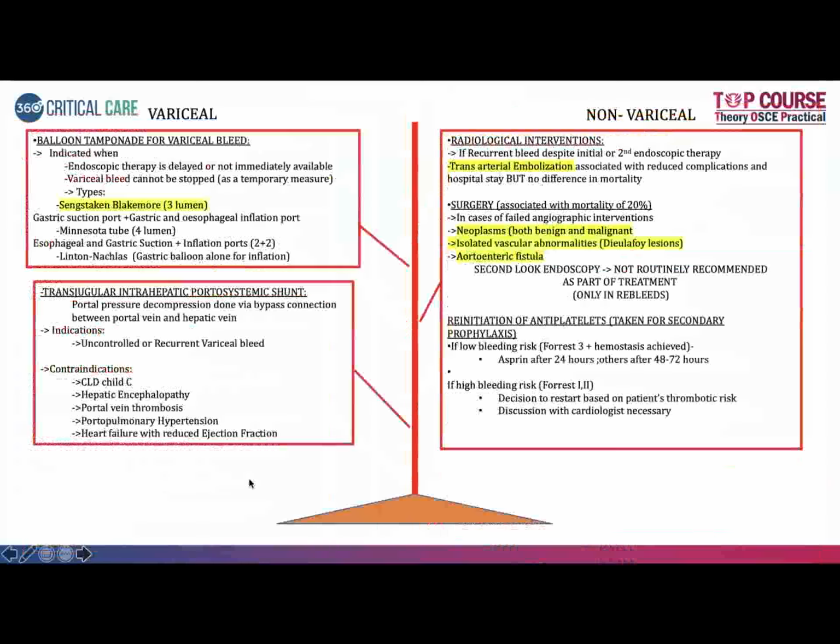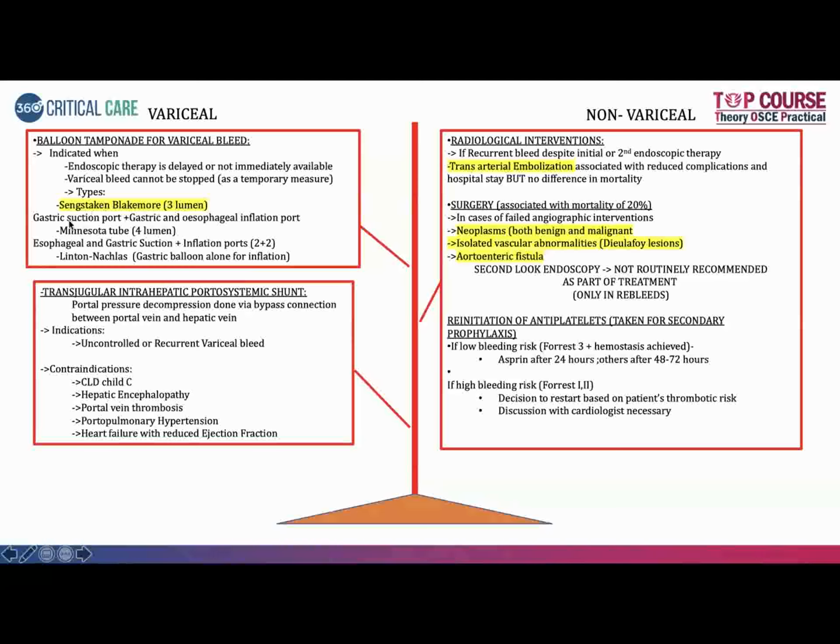So in case of variceal bleed, what other therapies can be given? If there is refractory bleeding that is ongoing, not responsive to endoscopic therapy, or if the endoscopic therapy is delayed and not routinely available, what can be done as a temporary measure? That is Sengstaken-Blakemore tube or other tubes which can be used.